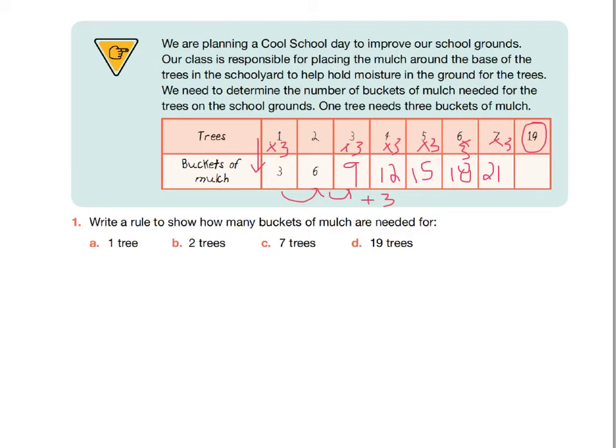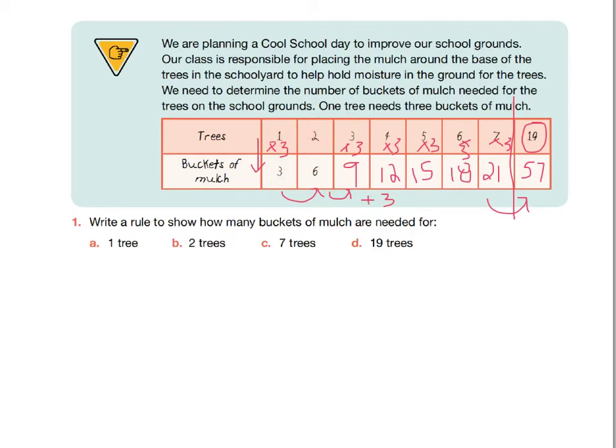19 times 3, and I don't know that off the top of my head, so I'm going to use my calculator, and you're welcome to do the same thing, is 57. Okay, so notice there isn't a continuing. You can't just add 3 here because it's jumping all the way from 7 to 19.